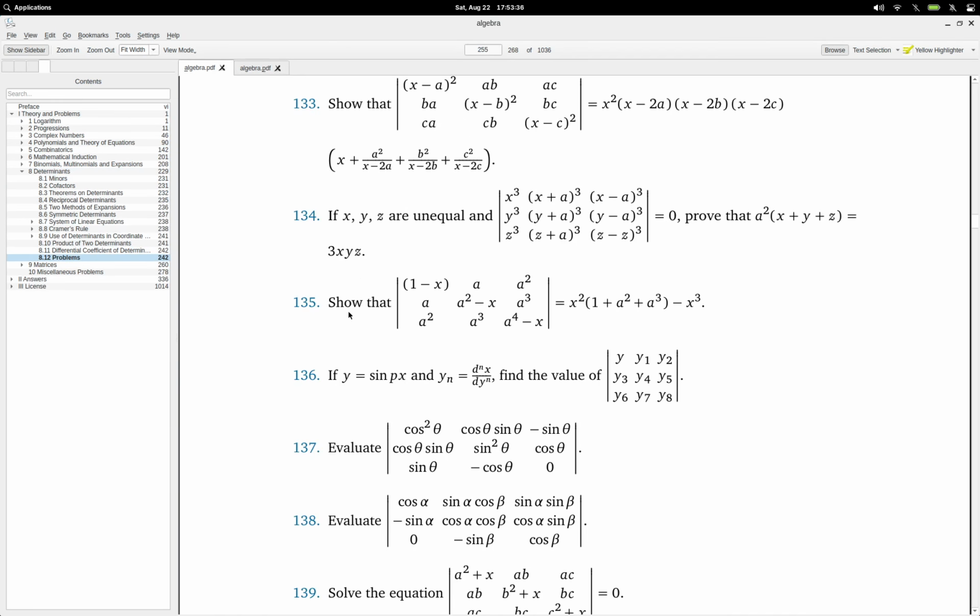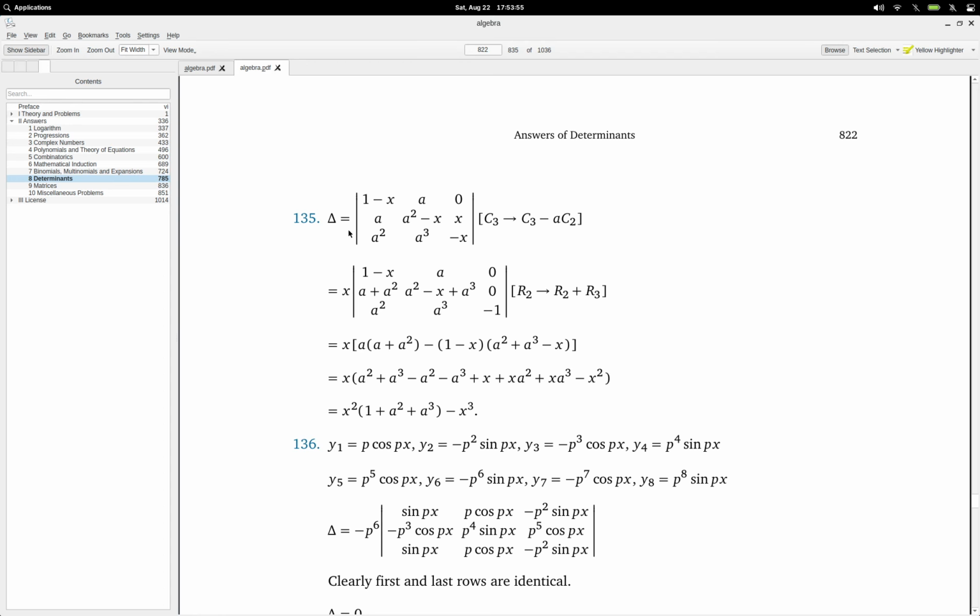Now, question 135. Show that the determinant with rows 1, minus x, a square; a square, minus x, a cube; a square, a cube, a to the power 4 minus x is equal to x square times 1 plus a square plus a cube minus x cube.